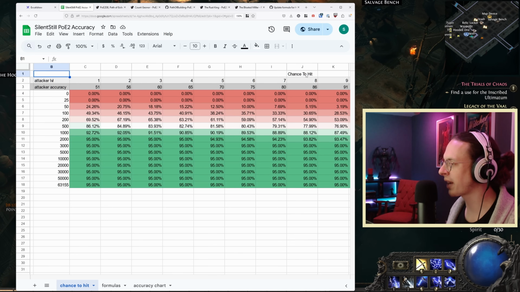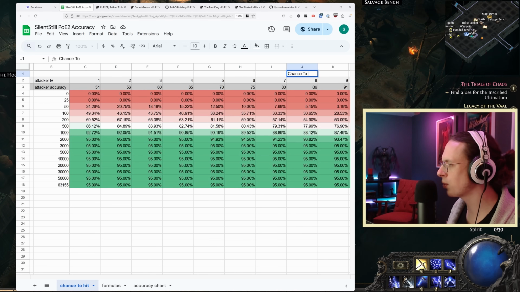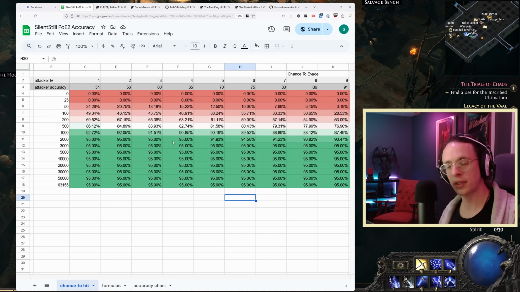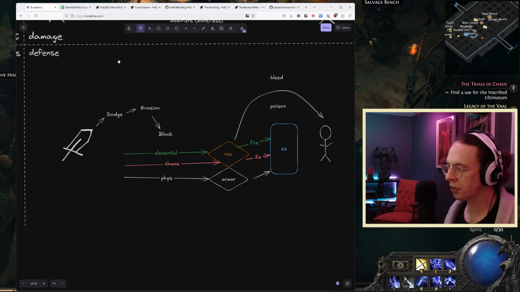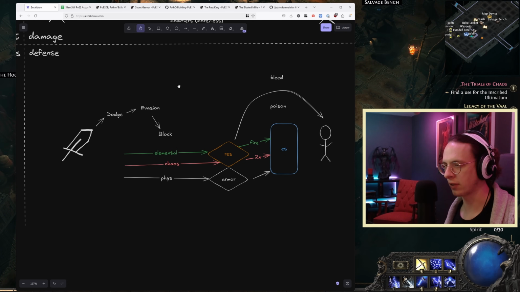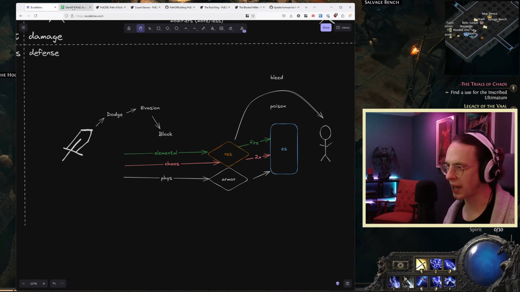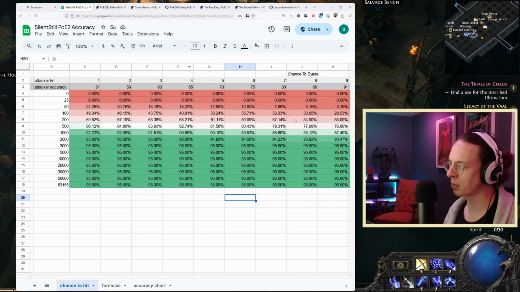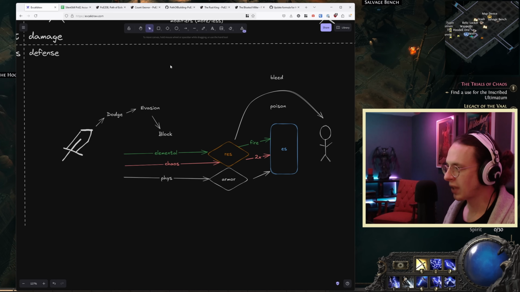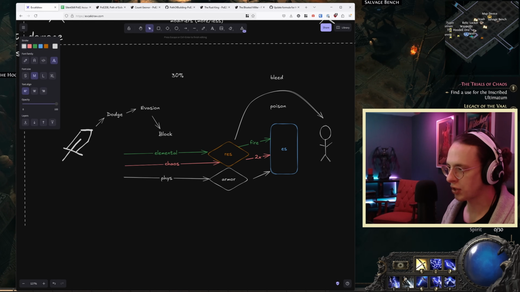And I've just realized I mislabeled this. This should be chance to evade. Anyway, where is this number actually used? We went through this a little bit when we were initially going through defensive layers. I'll link to that video here, but we'll do a quick recap as well. When a monster attacks you, this table will be used to determine their chance to evade, slash, chance to hit. And let's say that they've got like a 30% chance to hit.